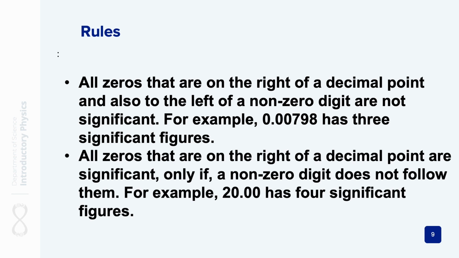And all zeros that are on the right side of a decimal point are significant only if a non-zero digit does not follow them. For example, 20.00 has 4 significant figures. I hope that is clear.